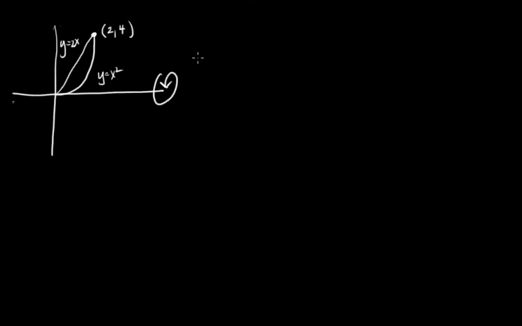Okay, so you start by drawing the region that is going to be rotated around one of the axes. So I did that, y equals 2x, y equals x squared. Be sure and label any points of intersection.